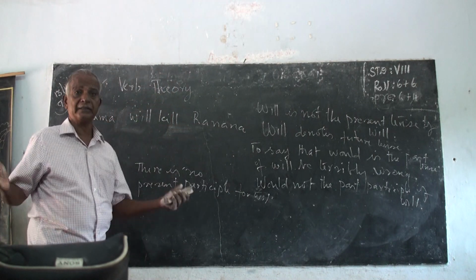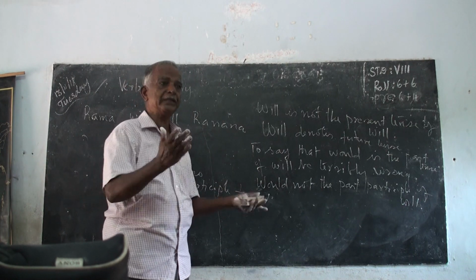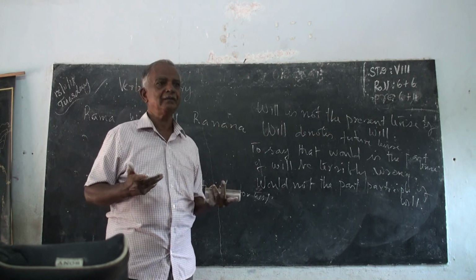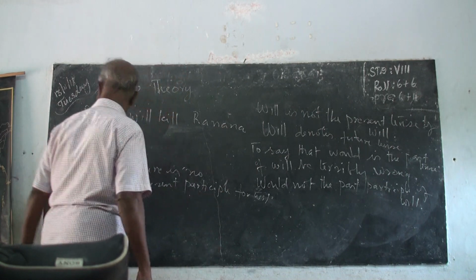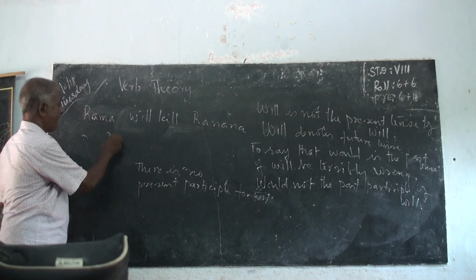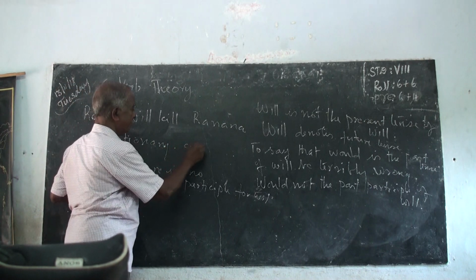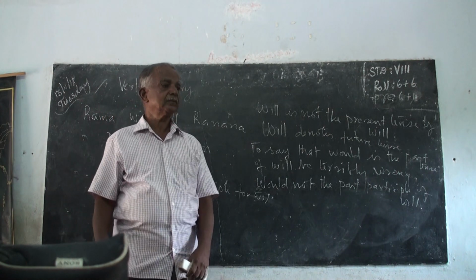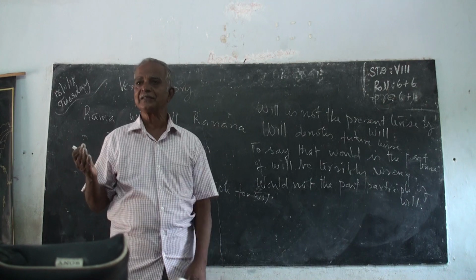But see, if you look at the books, many books say would is the past tense of will. What can I do? I have to simply read. Dictionary.com says it is like this. For any doubt, go to dictionary.com. It says that would is the past tense of will. How can there be a past tense?